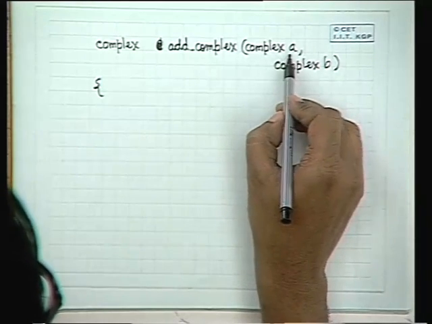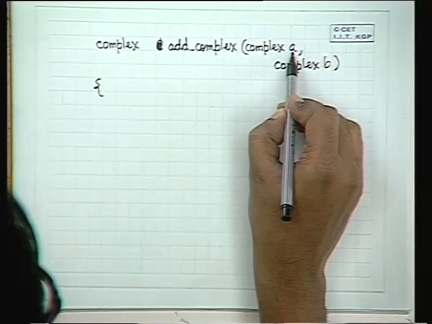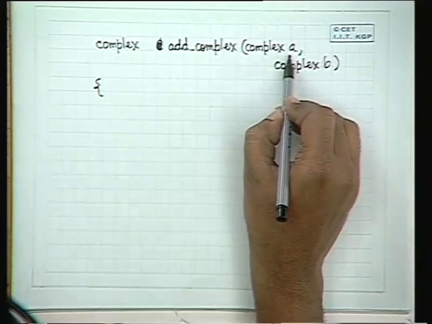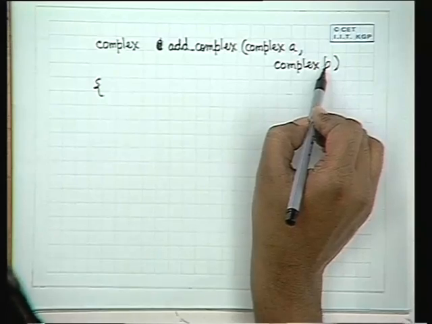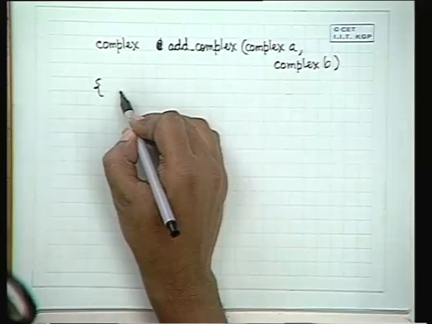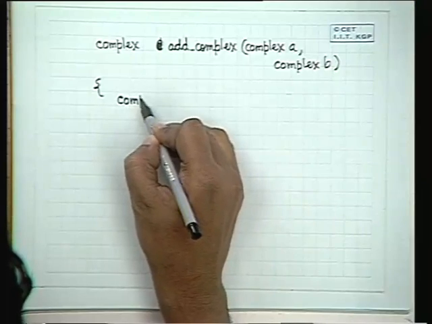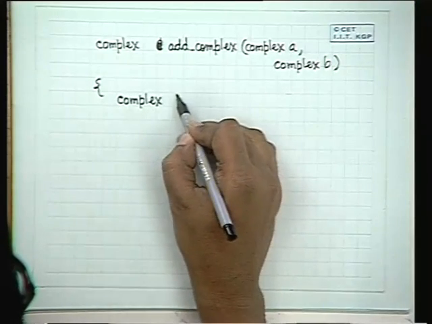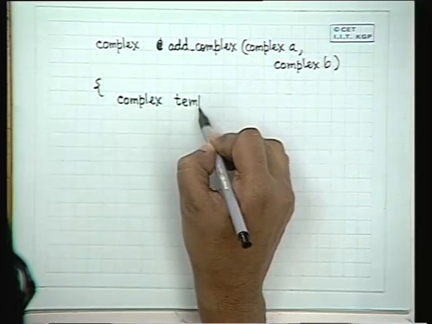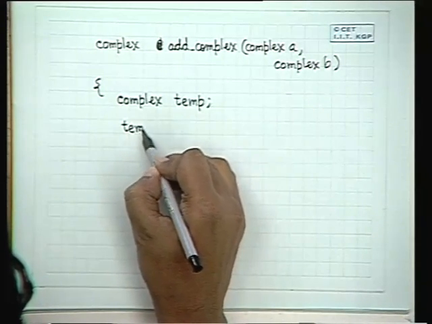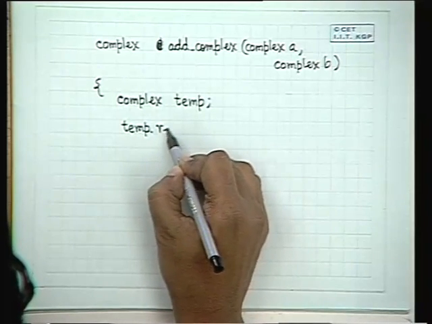And what would you do? You would have to declare some place where the real and the imaginary parts would get separately added. So we require a temporary variable to store this. You could declare a complex temp, and write temp dot real.